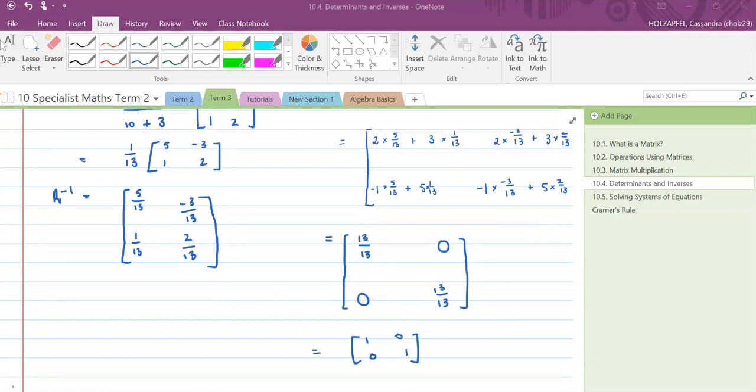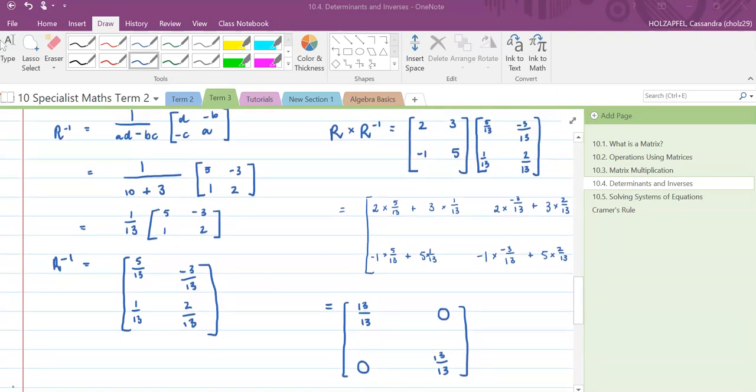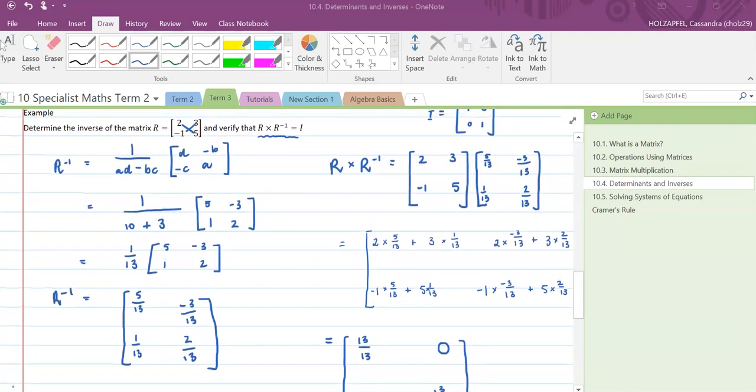So the matrix does simplify to the identity matrix, which is fantastic for us because that means that we have calculated our multiplicative inverse correctly. All right, so that is how we use determinants to find the inverse of a 2 by 2 matrix.